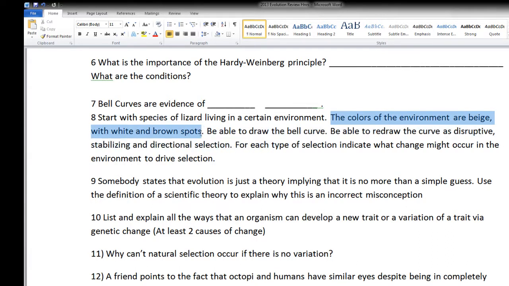Colors: beige, white, and brown spots. Draw the bell curve. Be able to redraw the curves: disruptive, stabilizing, directional. Okay.